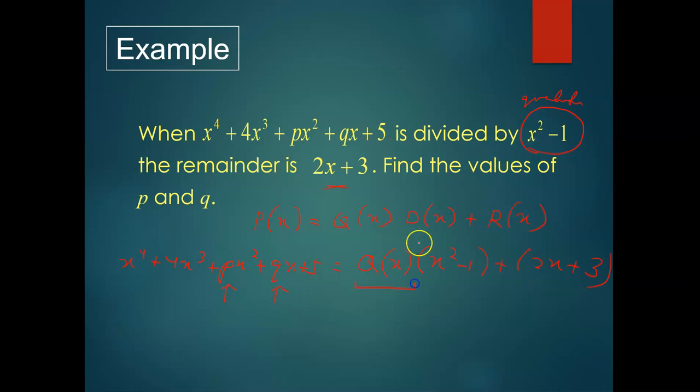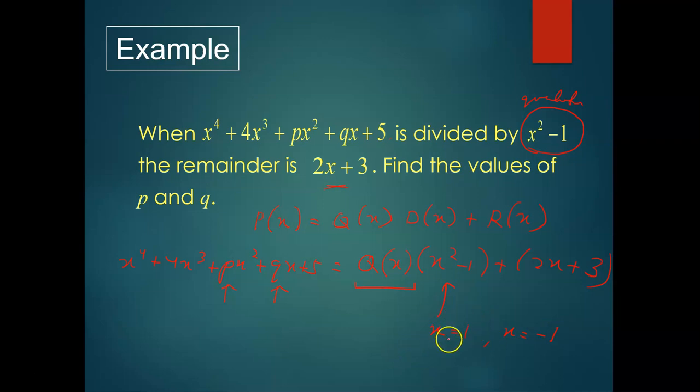You must eliminate this because you don't know what the expression of Q(x) is. How to eliminate Q(x)? This Q(x) must be multiplied by 0. So how to make x^2 - 1 equal to 0? Then you have to substitute x values. You can substitute x equals 1 and x equals negative 1.